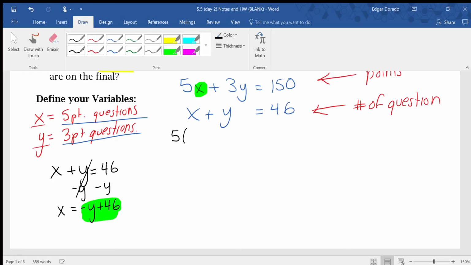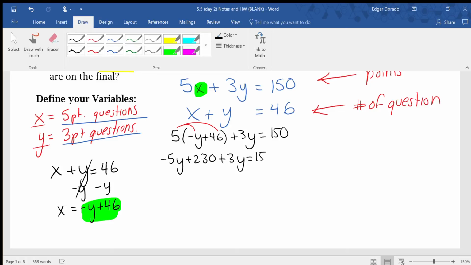So that would be 5 times negative y plus 46, and then let's keep writing the rest of it, which would be plus 3y equals 150. Okay, let's distribute here. So I get what? I get a negative 5y plus, I believe that's 230. Okay, so 230 plus 3y equals 150. I have two like terms here that I can combine. So this becomes a negative 2y plus 230.